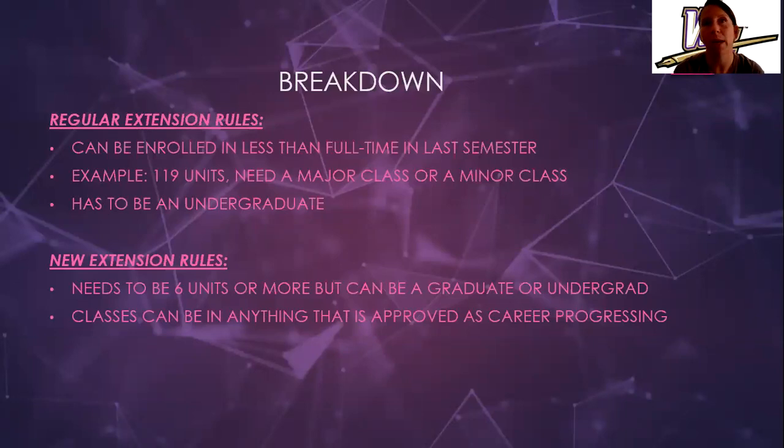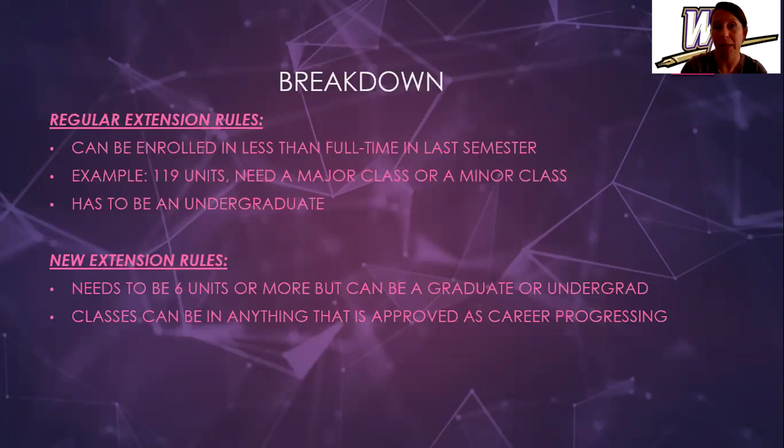So you could graduate, come back, and enroll in 6 units that are either progressing towards grad school, or towards a second major, or maybe you fulfill something else that you wanted to. Essentially anything that's going to progress a career goal, which again could be graduate school or other classes that you need to do.